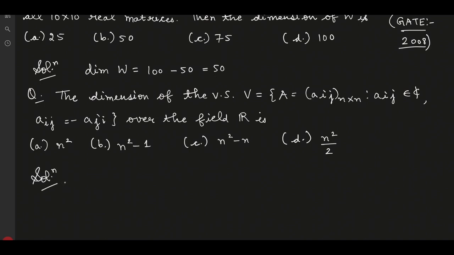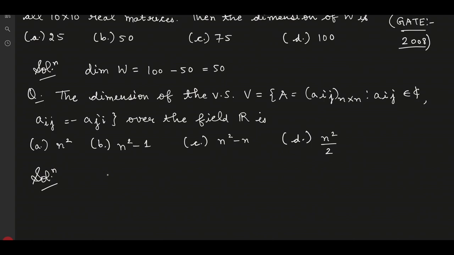Reason? Again, for the first entry, we have n elements, and for the second entry, we have n minus 1 elements because one number will be repeated, A12. Then we have n minus 2, then n minus 3.